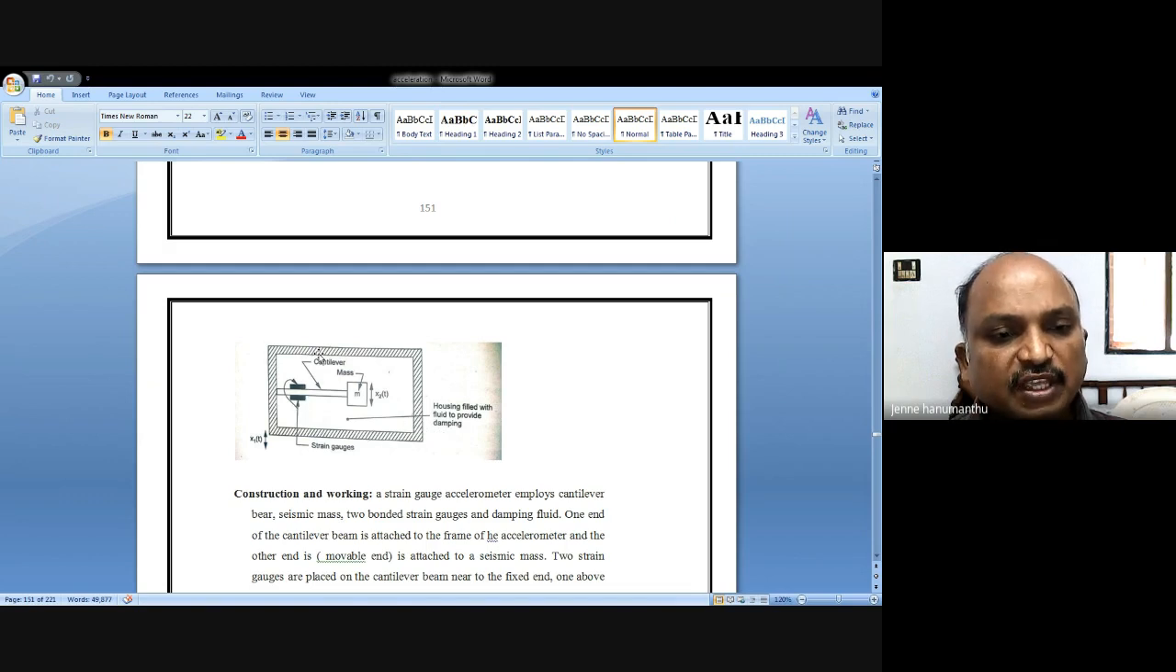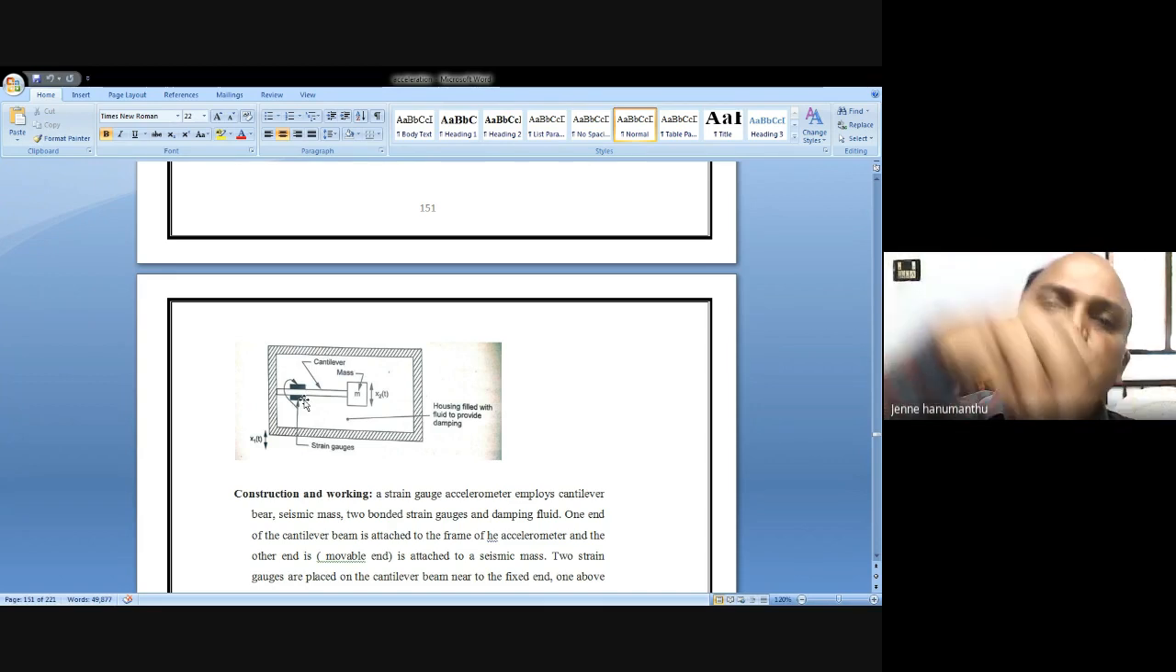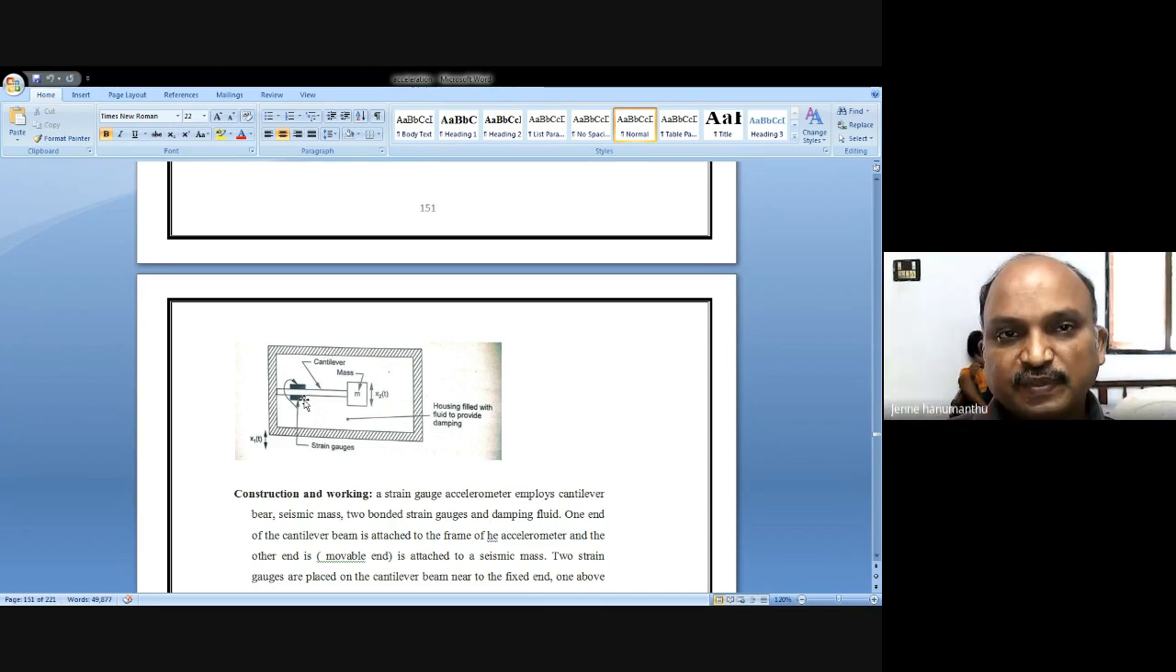So, if this total body experiences any acceleration, the cantilever will move up and down like this. When the cantilever moves like this, the resistivity of the strain gauge is going to change. First of all, what happens? The resistivity of the strain gauge changes.